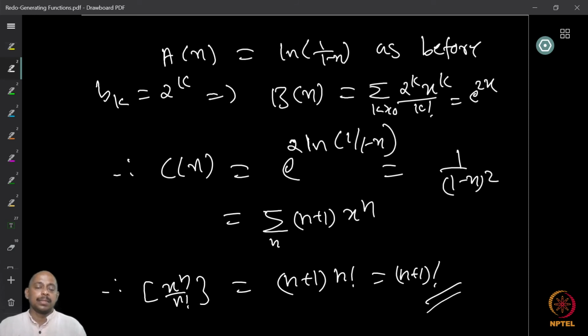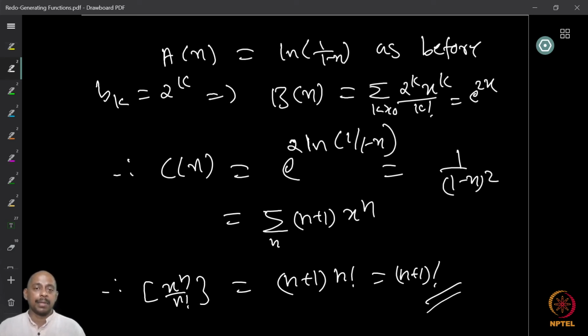Now, with e raised to 2x, we have c of x is e raised to 2 times log of 1 by 1 minus x, which is 2 log 1 by 1 minus x, giving 1 by 1 minus x whole squared. We know that the series expansion is the summation of n plus 1 times x raised to n. But we want the coefficient of x raised to n by n factorial, so we multiply and divide by n factorial, and I get n plus 1 factorial. So there are n plus 1 factorial ways of doing this.